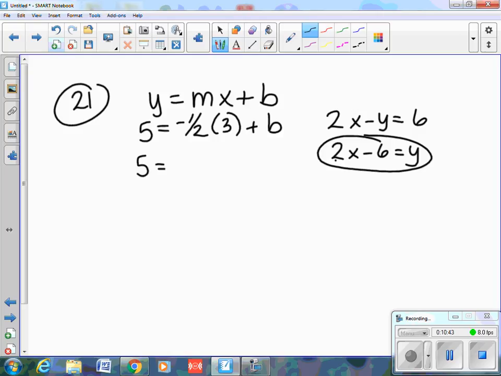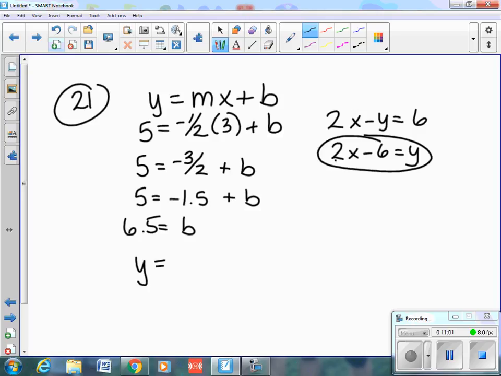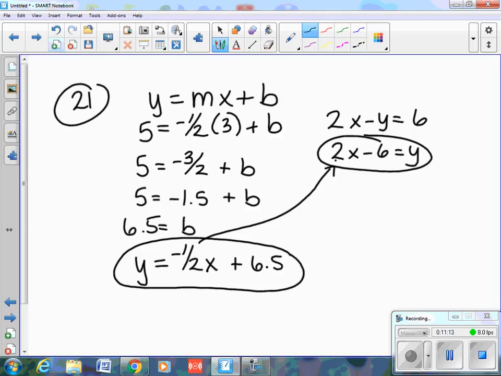So 5 equals a negative 3 halves plus b. 5 equals a negative 1.5 plus b. So b must equal 6.5. All they want you to do is find an equation. So final answer, y equals negative 1 half x, because it needs to be perpendicular to it, and it is, plus 6.5. No, you do not have to write it like the book wrote it. I just got those answers on the back of the book. You can write it as y equals mx plus b.